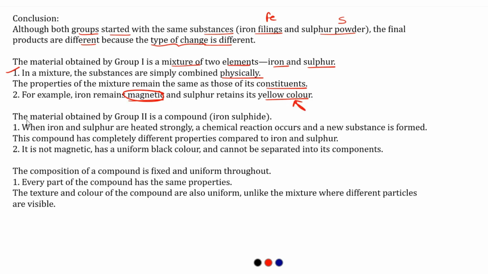Then the material obtained by group 2 is a compound. So now about group 2. In group 2 what did we do? Same substances we have used, iron filings and sulfur powder. But when we heated, we got a compound, that is iron sulfide here.